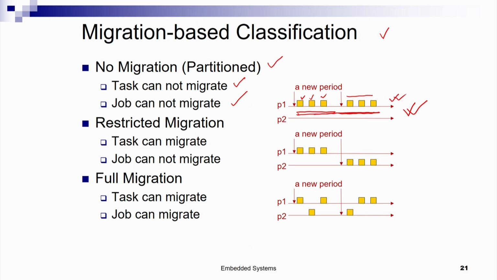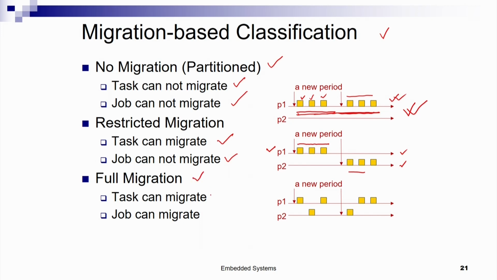In the restricted migration case, the tasks can migrate, but the jobs themselves cannot migrate. So, all subtasks of the same job must remain on the same processor. However, 2 separate jobs can be executed on 2 separate processors.